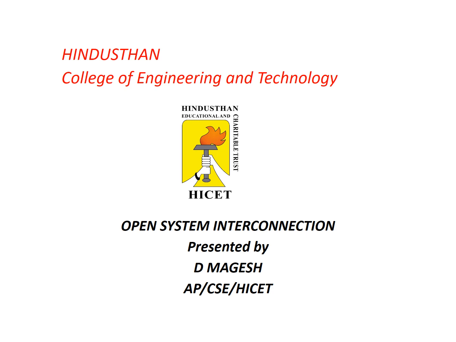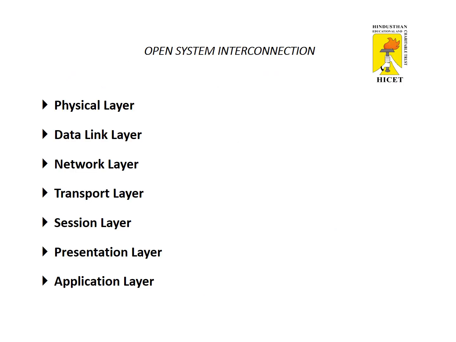Welcome to all. In this video, we are going to discuss open system interconnection. There are 7 layers in open system interconnection. First one, physical layer; second one, data link layer; third one, network layer; fourth one, transport layer; fifth one, session layer; sixth one, presentation layer; and the last one is application layer.